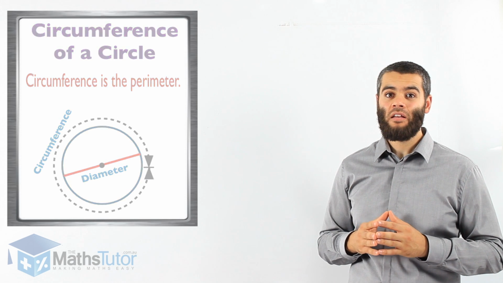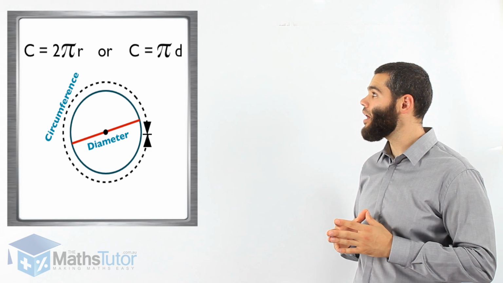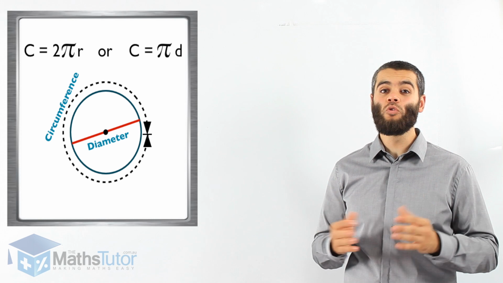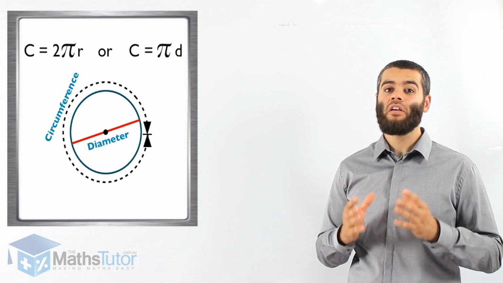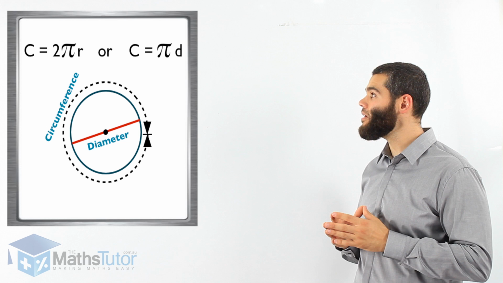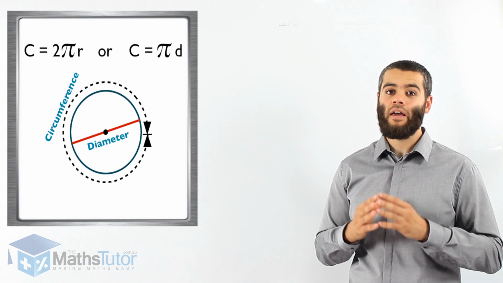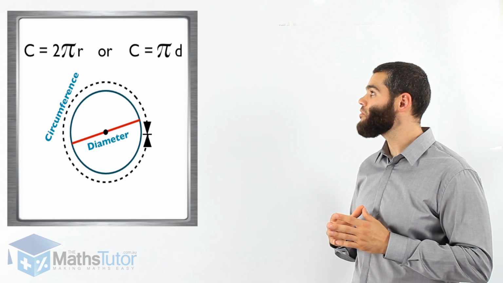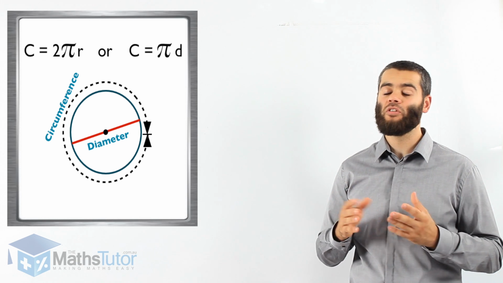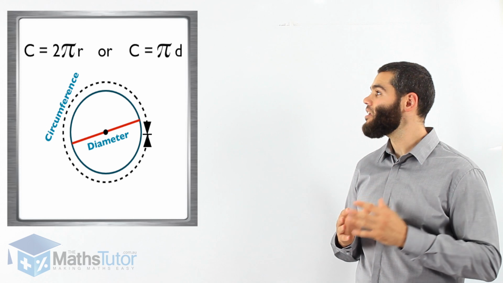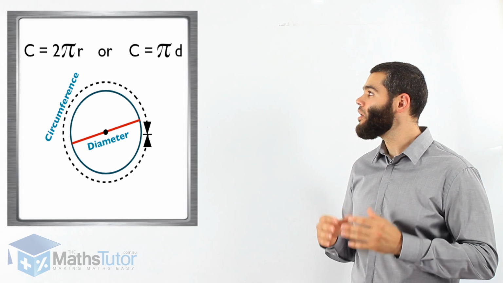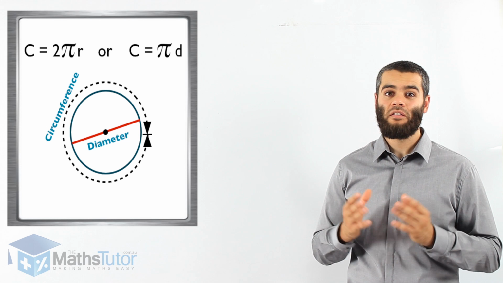The formula is 2 pi r, C equals 2 pi r, circumference equals 2 times pi times r. r is radius. Or another formula, C equals pi times d for diameter. You can use C equals 2 pi r or C equals pi d.